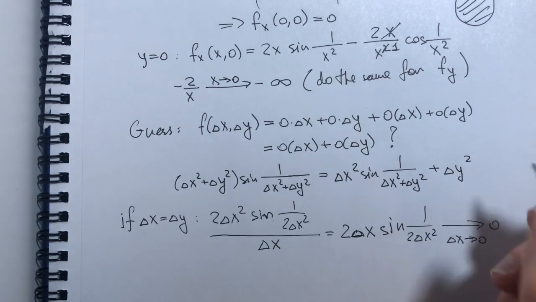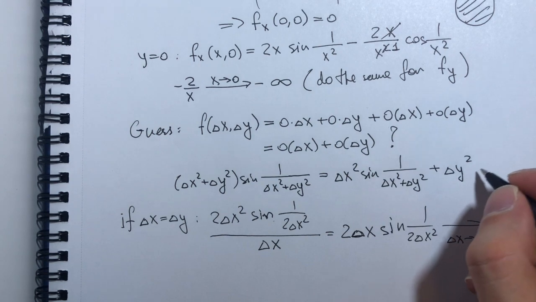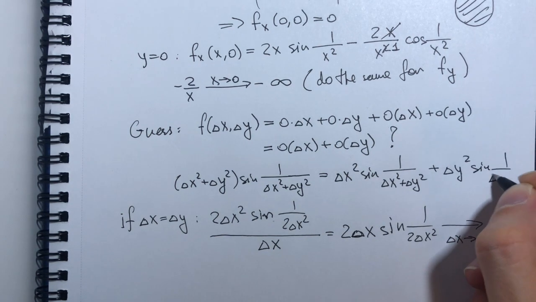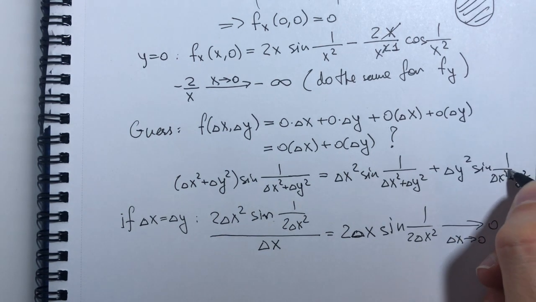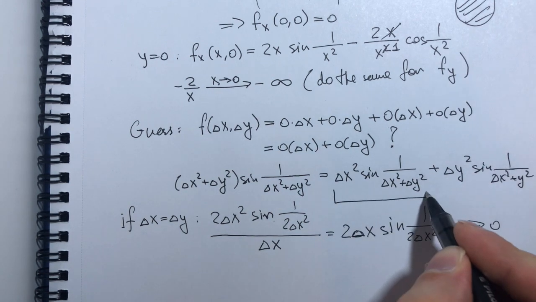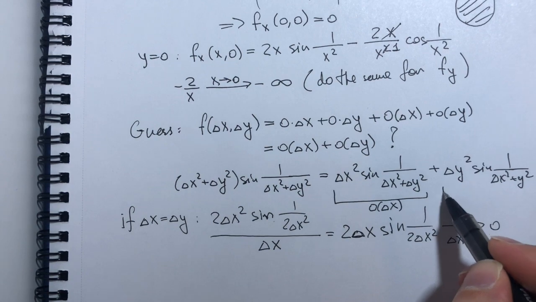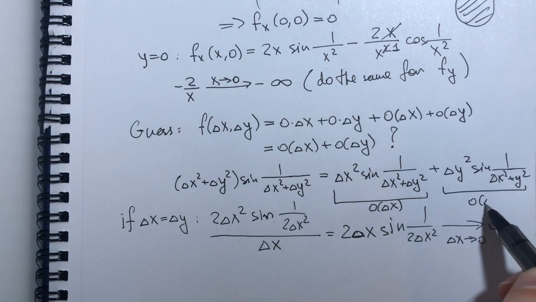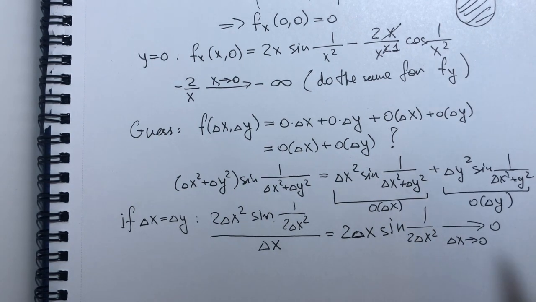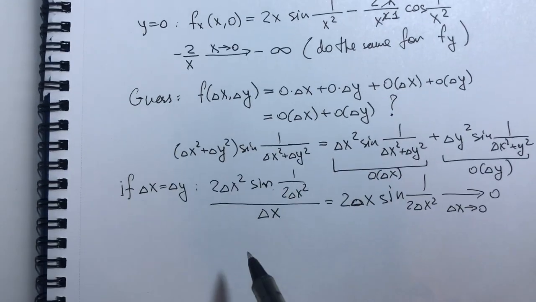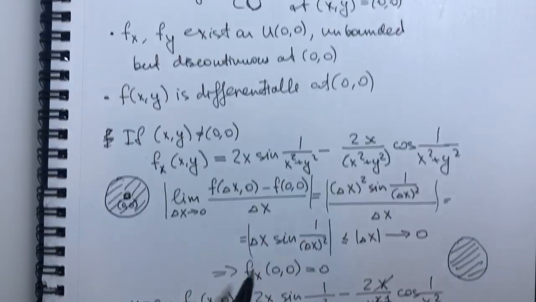Right, I just split the bracket. Sine 1 over delta x squared plus delta y squared. And it's very easy to see that this gives me a function o little of delta x, and this gives me a function o little of delta y. So our guess was correct, and it is differentiable. Quite surprising.